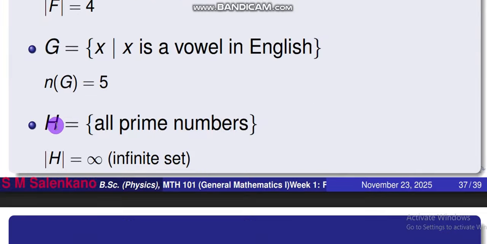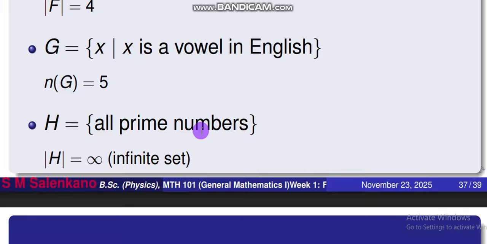And then H is a set of all prime numbers. Prime numbers are numbers that have only 2 factors, 1 and themselves. Any number that has 2 factors only, 1 and itself. Okay, like 2 is a prime number. It has 2 factors only, 2 and 1. 3 also, 3 and 1. 5, 5 and 1. Okay, but 6 is not.